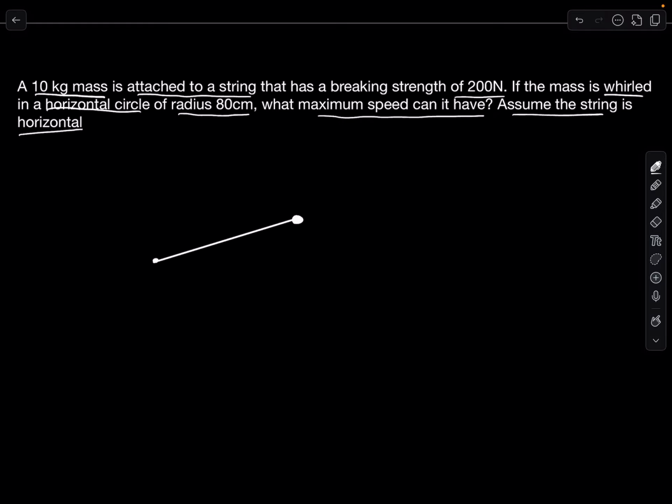Here we have a mass, it is 10 kilograms, attached to a string that has a breaking strength of 200 newtons. Let's say the breaking strength is Ft. It's going to be 200 newtons. If the mass is whirled in a horizontal circle, so it must be that kind of circle.